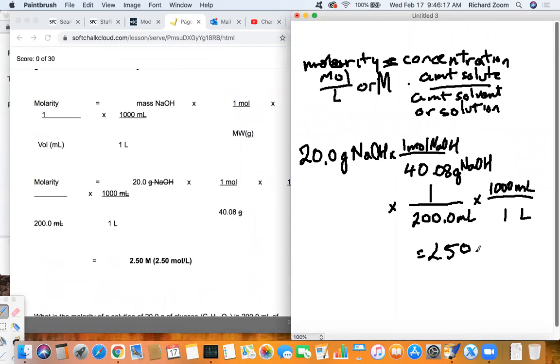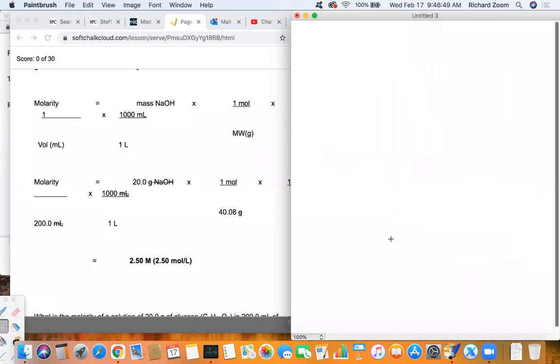Now, as far as sig figs go, we can use big M or moles per liter, either one of those is going to be fine. We've got three sig figs in the 20.0. We've got four sig figs on the 200.0. So the answer comes out to be three sig figs at the end. Does anybody have any questions? Anybody have any questions? Okay.